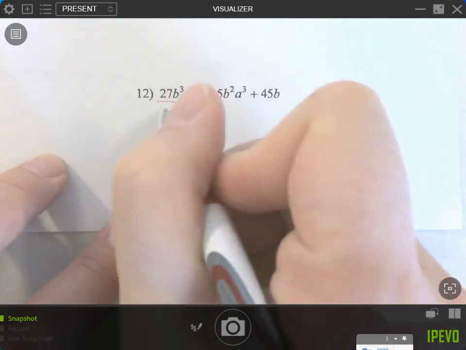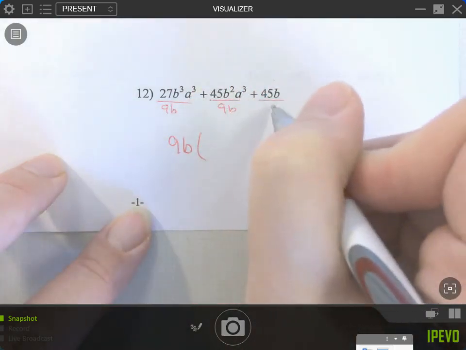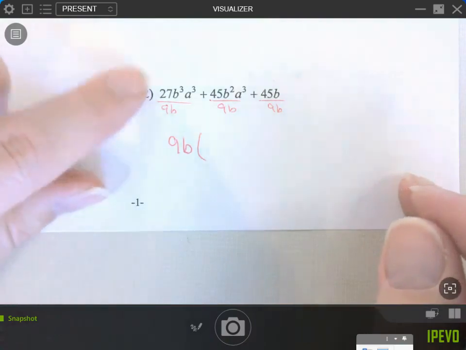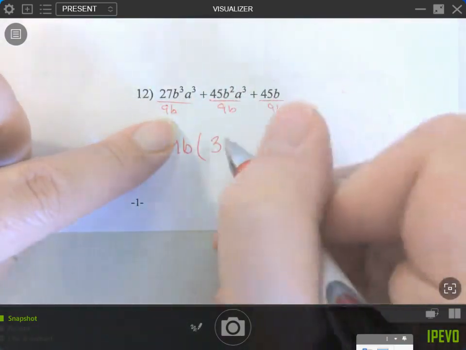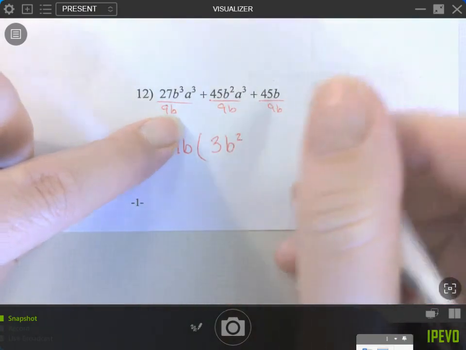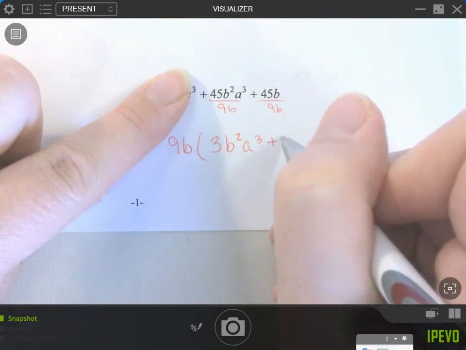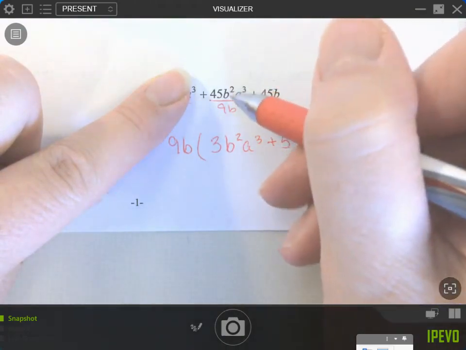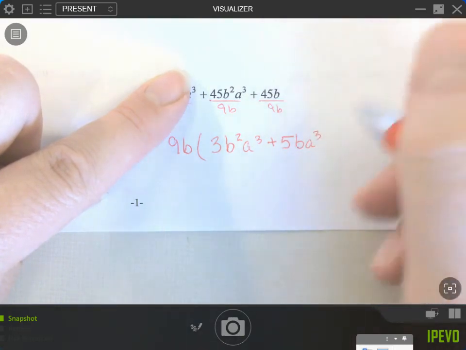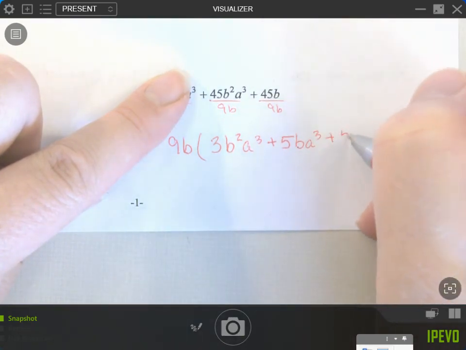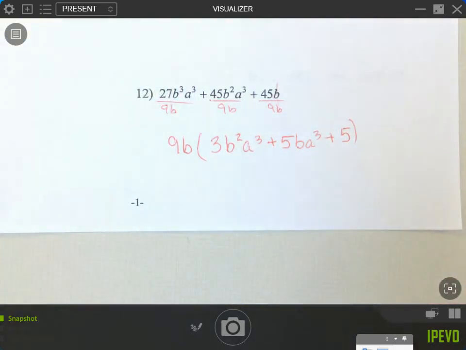Again, if it helps you, show that under each piece. I think this is really helpful for some people. All right, 27 divided by 9 is 3. How many B's should I have left? B squared, and keep your A to the third. 45 divided by 9 is a positive 5. Take out a B, I'm left with 1 and an A to the third. 45 divided by 9 is 5, right? Take out the B's, and I'm done.